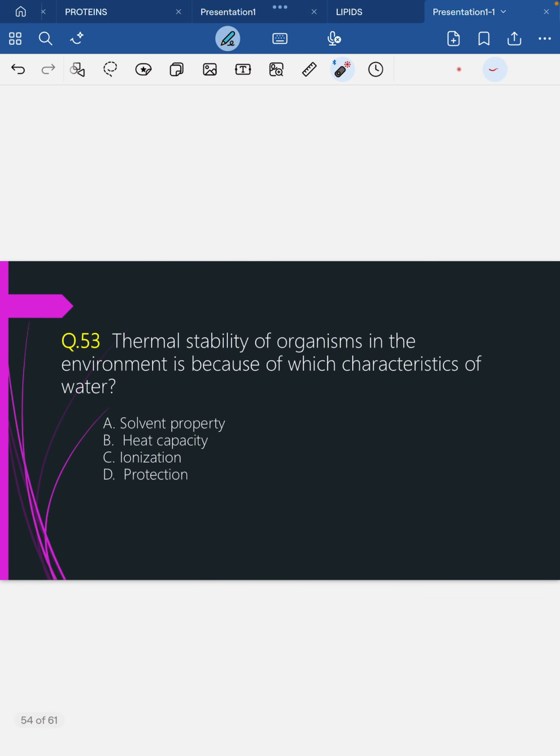53. Thermal stability of organisms in the environment is because of which characteristic of water? So the answer will be heat capacity. Water has very high heat capacity. What does it mean, very high heat capacity? Because of the hydrogen bonding, water has the ability to absorb a large amount of heat with minimum increase in temperature. That's why water acts as a temperature stabilizer. Okay.